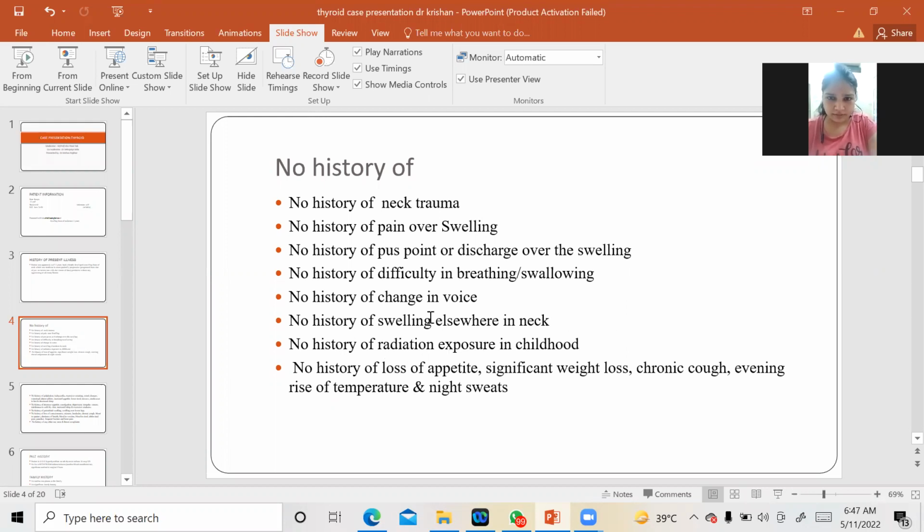Similarly, one thing I would like to point out, that instead of no history of radiation exposure in childhood, it should be no history of high dose radiation exposure, because low dose radiation exposure has hardly any role in the etiology or pathophysiology of thyroid cancer or any thyroid tumor like that. So likewise, the examiner can ask this kind of question: what are the conditions in which low dose radiation is given and in which high dose radiation is given. So we should keep that in mind.